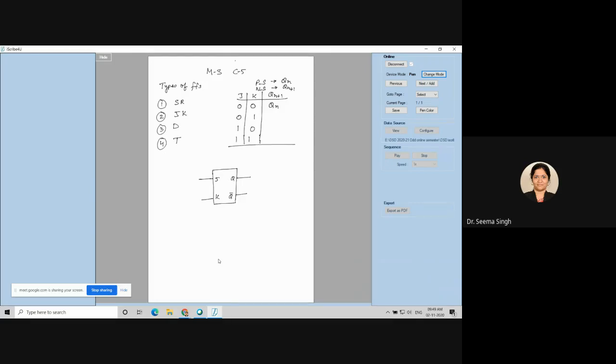And why is that so? Because it is a memory state. And if J and K are 0 and 1, it is a reset state. Reset state means the output will become 0. J equal to 1 and K equal to 0 is called the set state, and the output will become 1. And if J and K both are 1 and 1, the output is in a toggle state, and we will write it as the previous state complement.